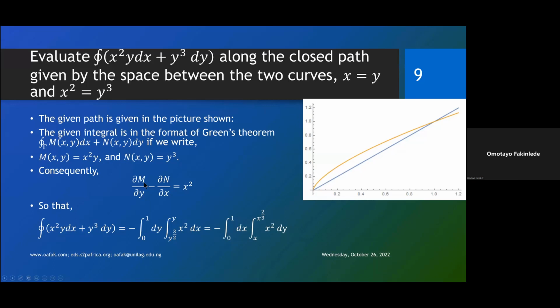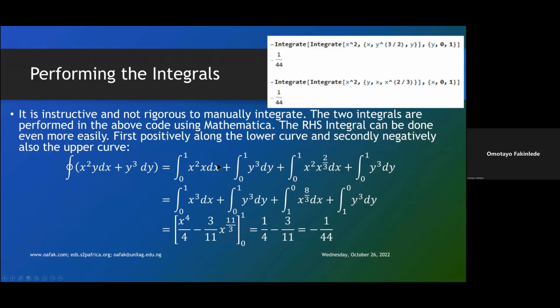Because you are integrating from 0 to 1, in the first part, y is equal to x. So instead of y, you write x. When you are integrating with respect to x, instead of y you write x, because along the path, y is equal to x. The same thing, when you are integrating with respect to y, there's no problem, nothing to do, because it's only y you have, so you can perform the integral.